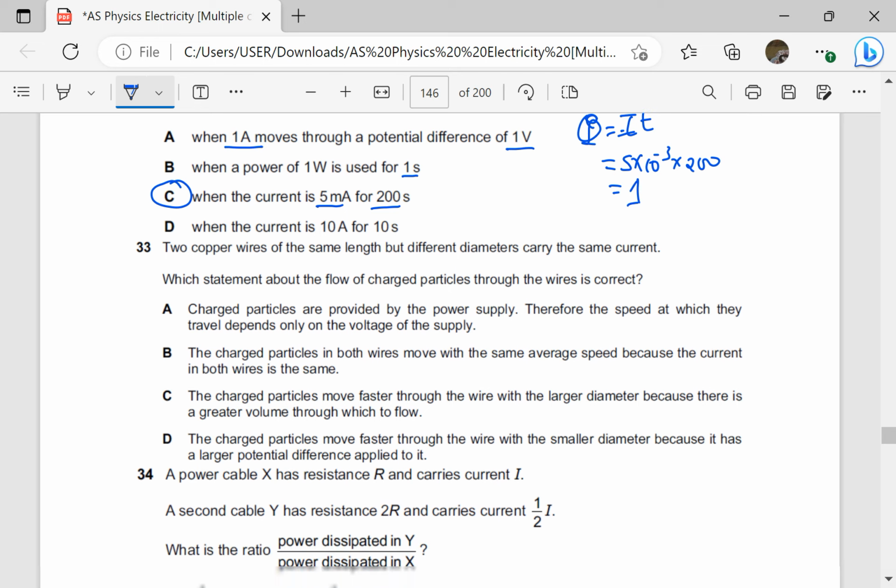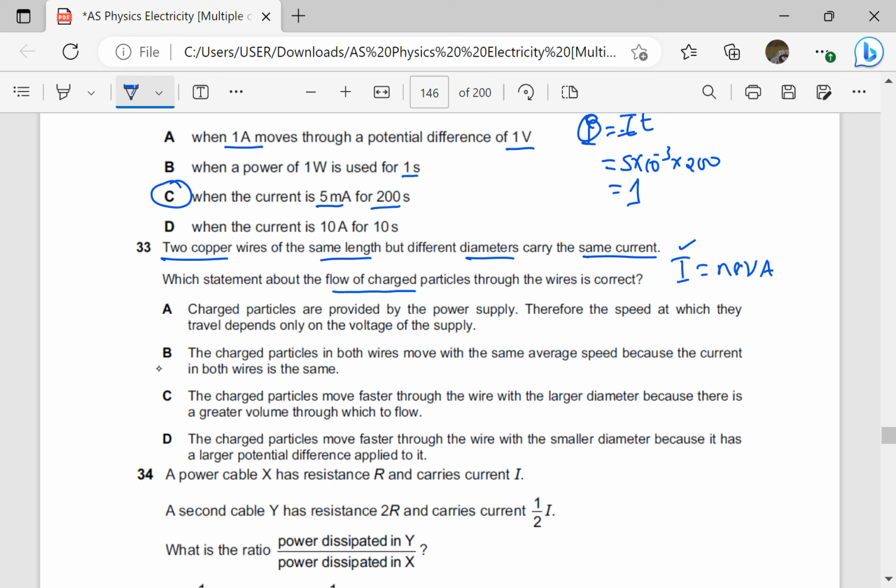Two copper wires of the same length but different diameters carry the same current. Which statement about the flow of charged particles through the wires is correct? They carry the same current. They have the same length.